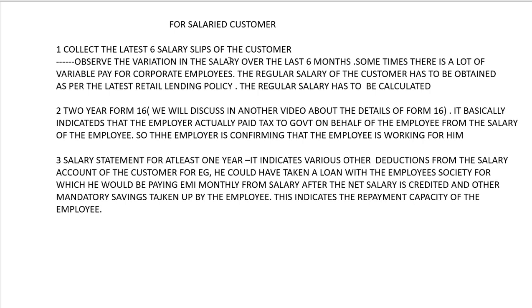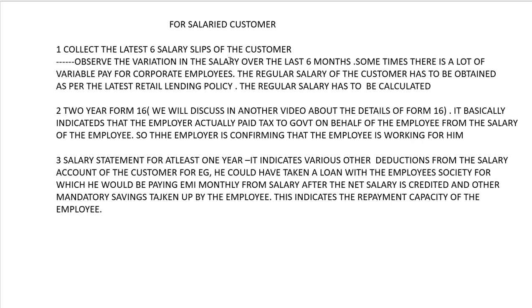The other one that we are taking is a salary statement for at least 1 year. The salary statement indicates that the salary is actually getting credited into his salary account, and this gives authentic proof for the salary slips that this person has submitted. So this salary statement gives authenticity to the salary slips that he submitted.